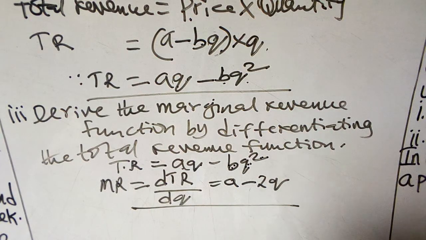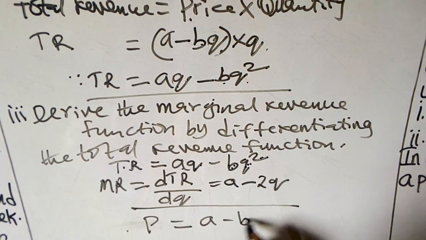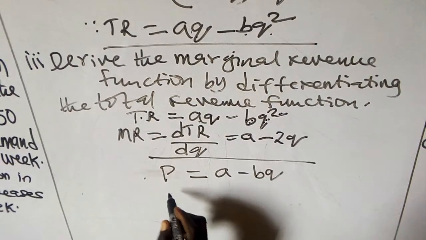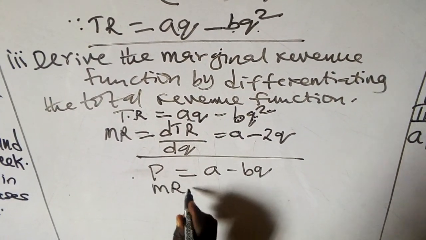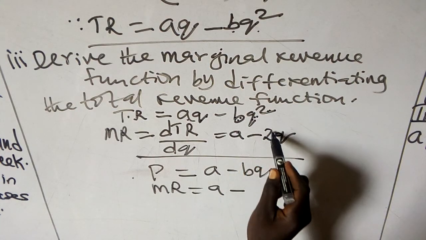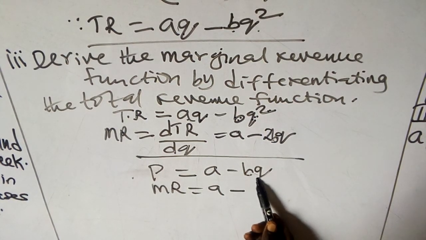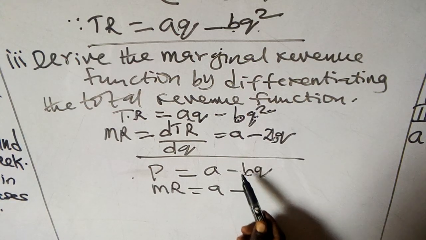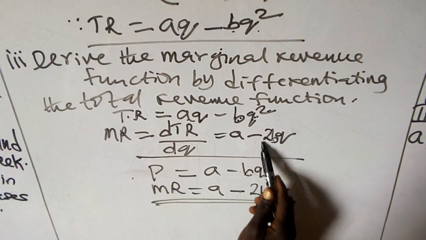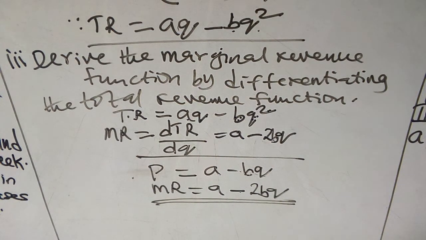So even if you are not good at differentiating, to get your marginal revenue, remember we have given you the price function. We said price equals A minus BQ. Just multiply the BQ term by 2 to get the marginal revenue. Price equals A minus BQ, so marginal revenue equals A minus 2BQ. This is the marginal revenue function, which is the same as the result obtained by differentiating the total revenue function. Please take note of that.